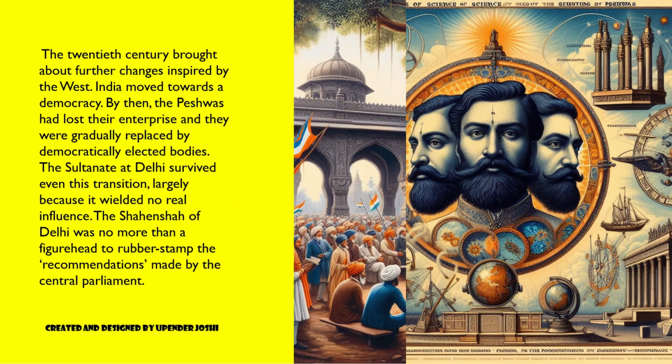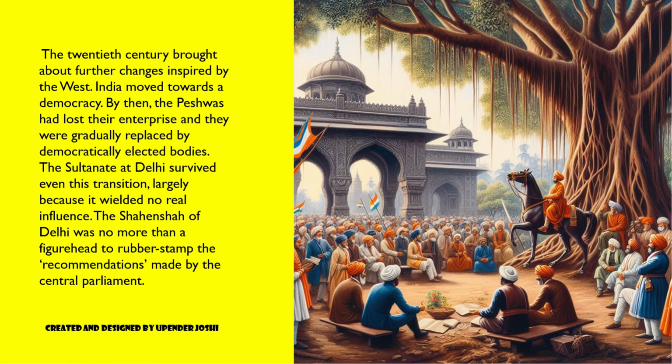In the 20th century, inspired by the West, India moved towards democracy. The Peshwas lost their initiative and were replaced by elected bodies. The Sultanate in Delhi survived but had no real power. The Shahanshah of Delhi was just a figurehead approving the parliament's decisions.